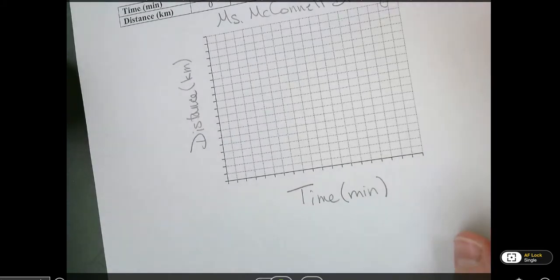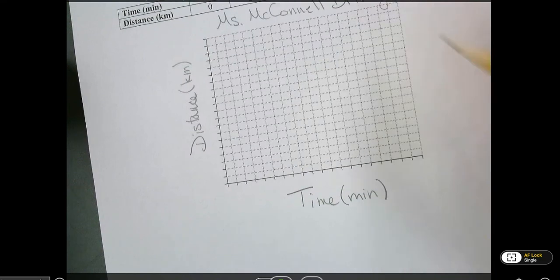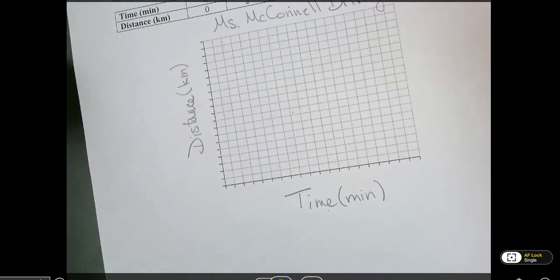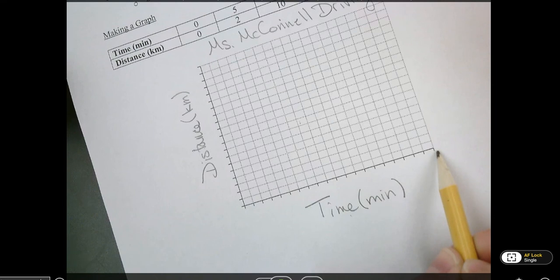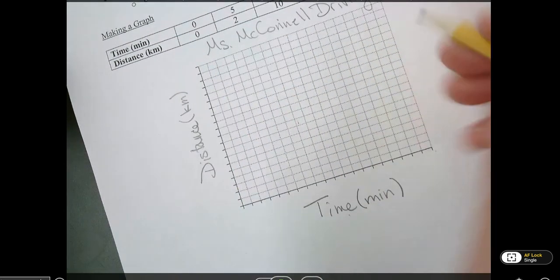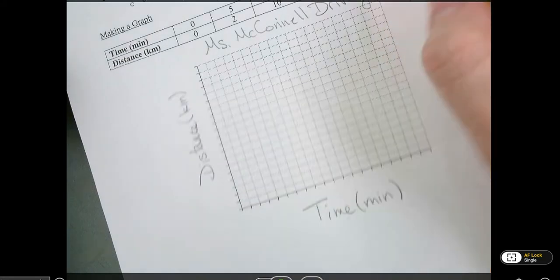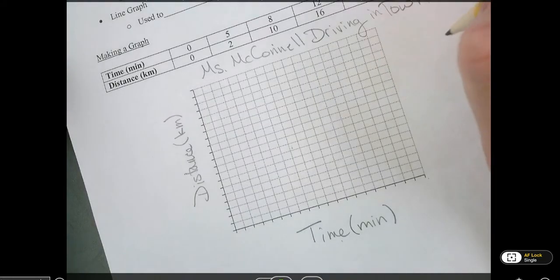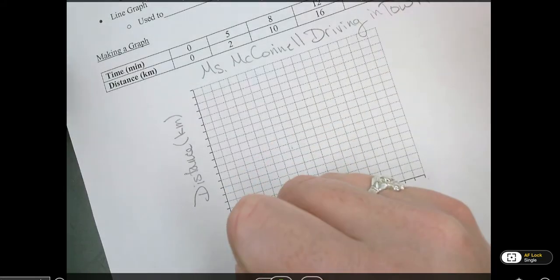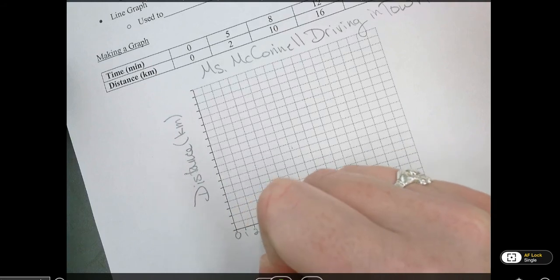Then we have our title, our axis labels, our units. We need to evenly space our numbers. Now, if I count it up, this graph has 20 boxes both up and across. And so my highest number is 20 for both of them. So I'm going to go ahead and label each box.